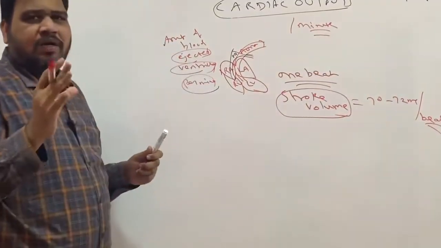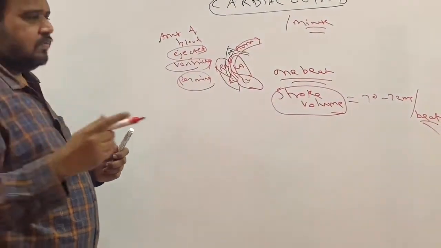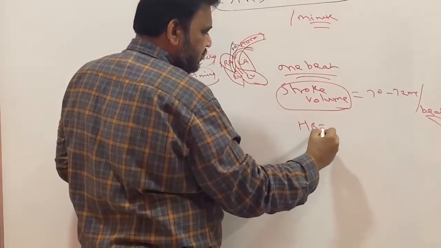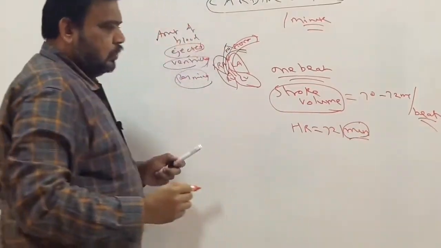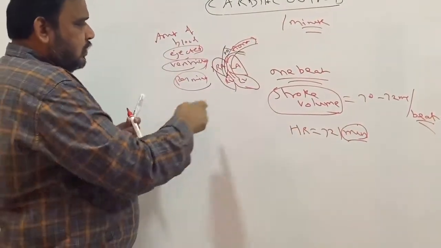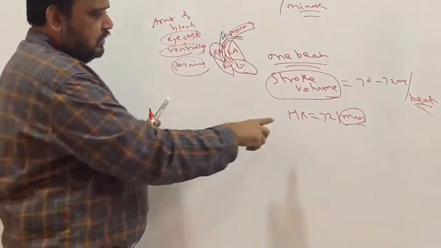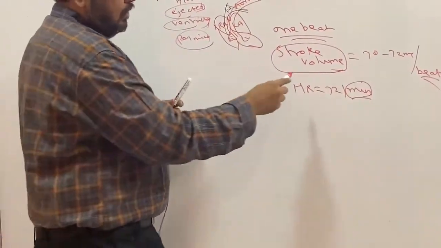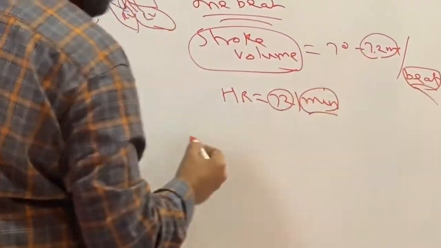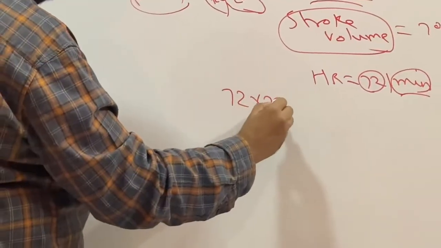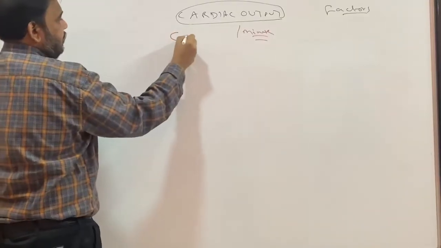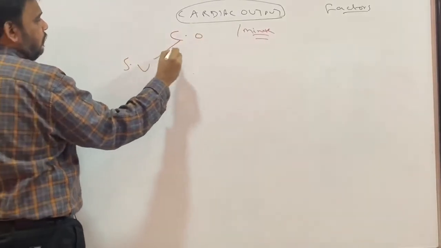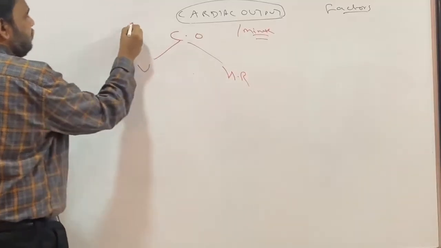So you have to know how many times the heart beats in 1 minute. That is the heart rate, which is 72 per minute. So in 1 minute your heart or ventricle is beating 72 times. We have already calculated that for 1 beat it is about 70 ml. Then for 72 beats it is 70 into 72, which is approximately 5 liters per minute. So cardiac output is stroke volume into heart rate. Factors affecting cardiac output.